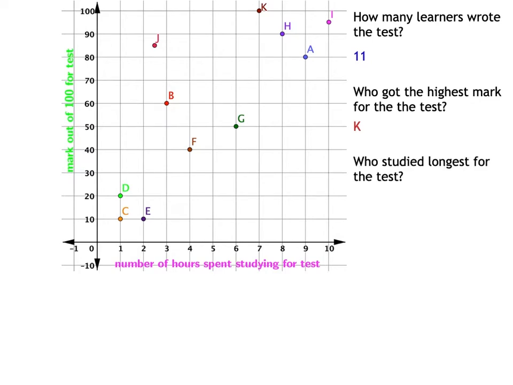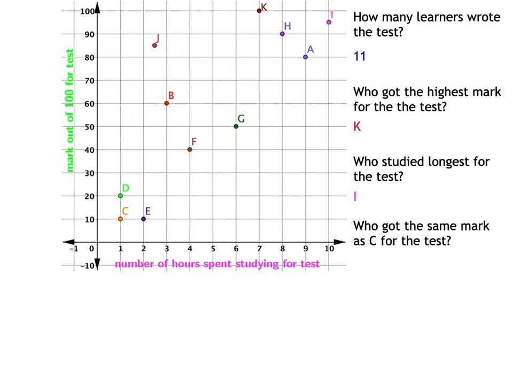Who studied the longest for the test? Well, the number of hours spent studying is shown as the x-coordinate, and so the further you are to the right, the more hours you spent studying. So we can see that learner I is the learner who spent longest studying, and that learner spent 10 hours studying for the test.